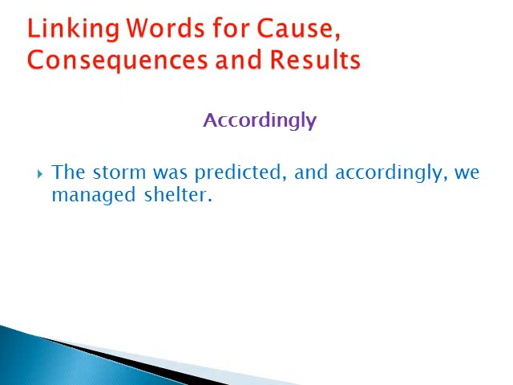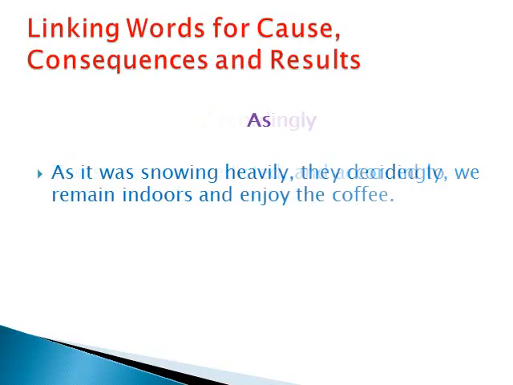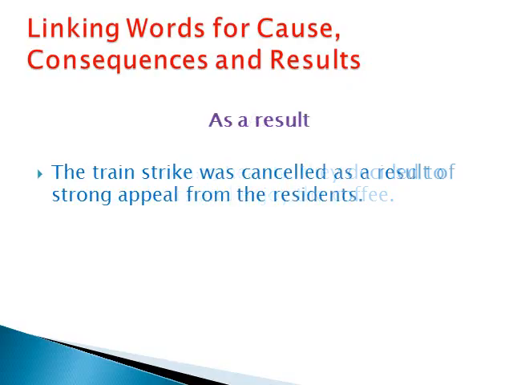Now let's see the linking words and phrases used for causes, consequences, and results. Accordingly, the storm was predicted and accordingly we managed shelter. As it was snowing heavily, they decided to remain indoors and enjoy the coffee. As a result, the train strike was cancelled as a result of strong appeal from the residents.